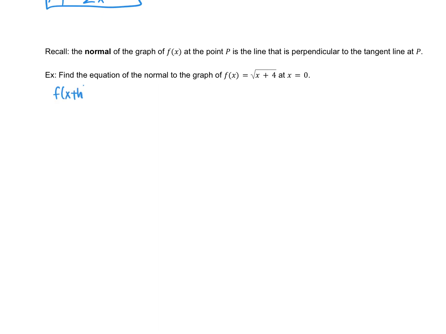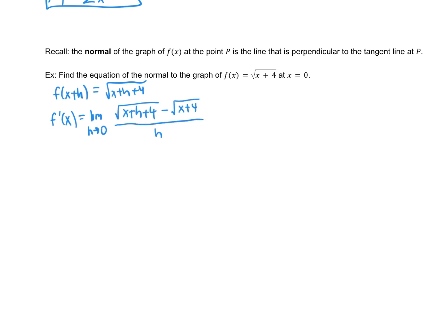So f of x plus h will equal the square root of x plus h plus 4. All right, so our derivative will be the limit as h approaches 0 of the square root of x plus h plus 4 minus the square root of x plus 4, all over h. And I see those radicals, so I'm thinking conjugate here, top and bottom.